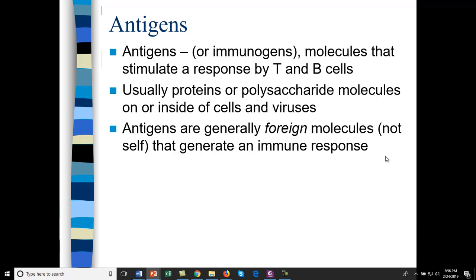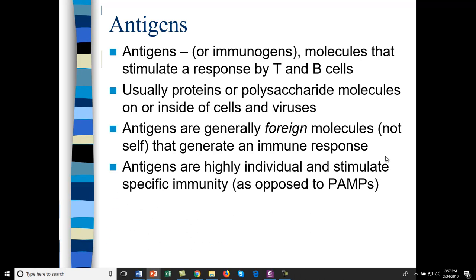Antigens are generally foreign molecules. They're not self, and they generate an immune response. And they are very individualized, okay? Our immune repertoire has been designed to see these individualized proteins and polysaccharides, and they stimulate a specific immunity.